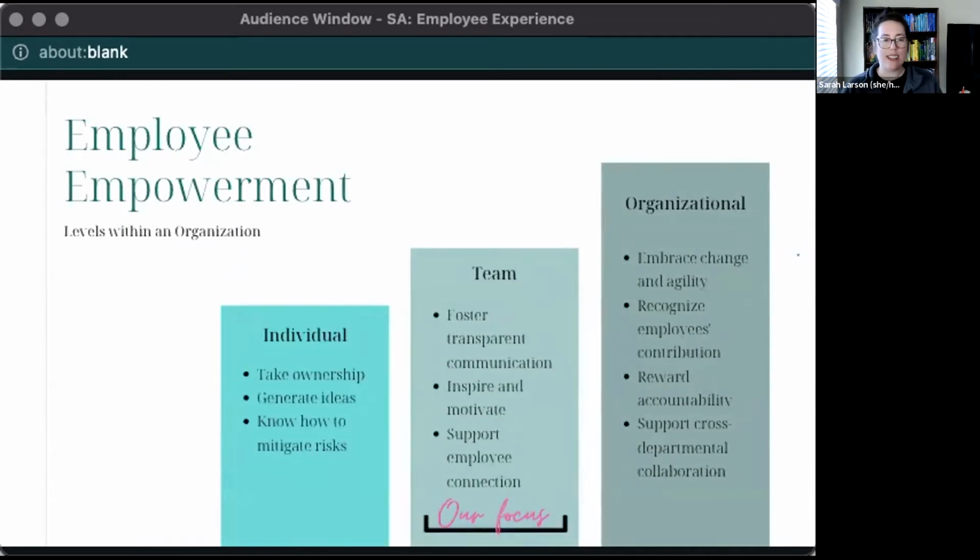Okay, so what does empowerment look like on different levels within the organization? I'm going to go into all three, but we will only focus on the team because this is where we are. This is Supervisory Academy, but I want to give you information on all of them so that you have a holistic understanding of what employee empowerment could look like at an organization.